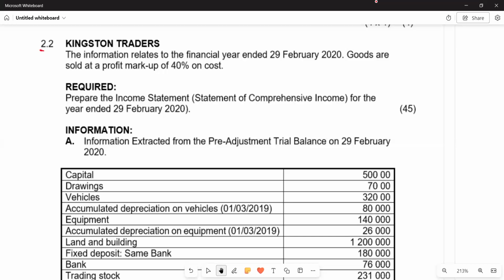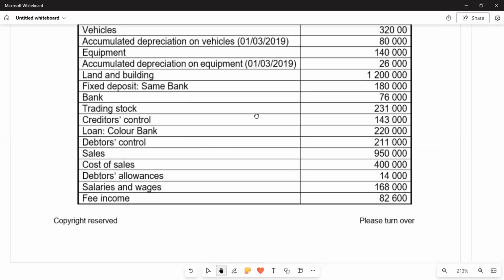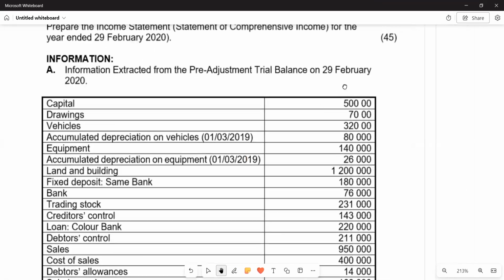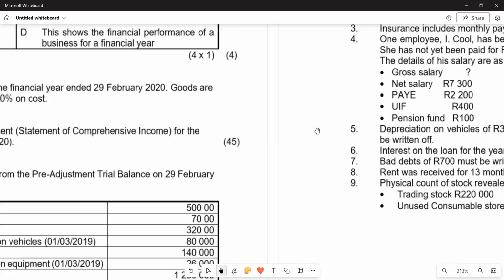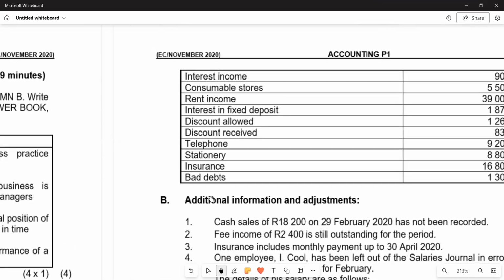Then on the information part, it reads: information extracted from the pre-adjustment trial balance on 29 February 2020. So this is the information that we have. We're given a list of balances there. If you go down, you see this is the information we have, and then go to the next page to see what information we have there. On the next page, it's a continuation of the list of balances.